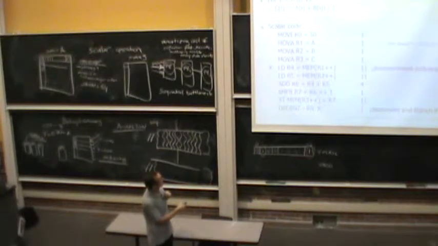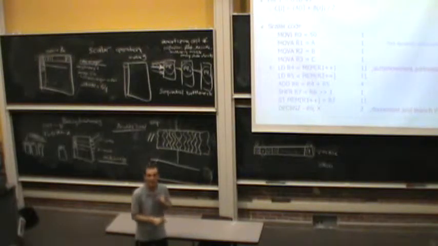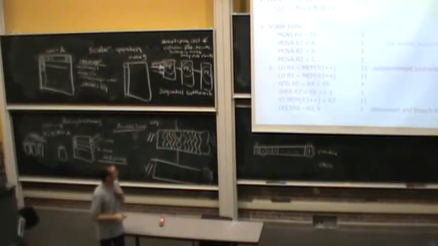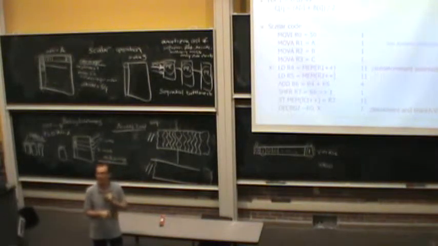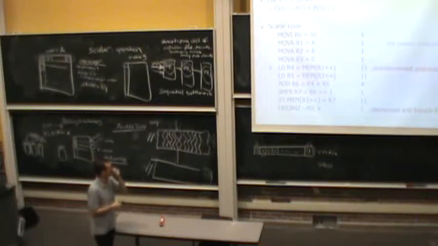If you write scalar code, you have 6 instructions here: 1, 2, 3, 4, 5, 6. 6 times 50, 304 instructions. So I would argue that this is very inefficient. We will do this in 7 instructions later in a vector processor.